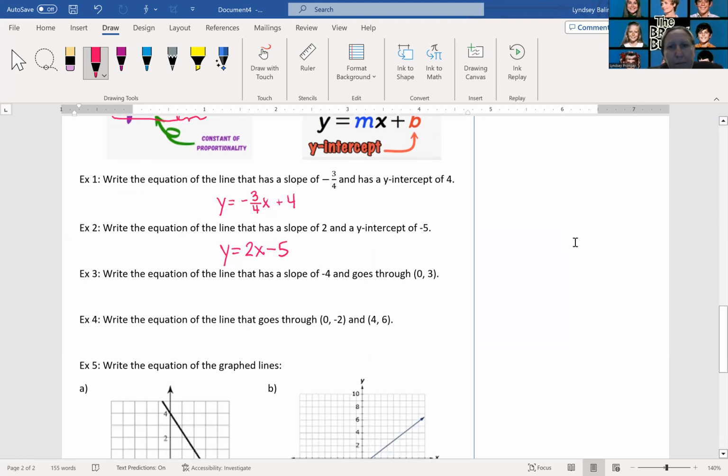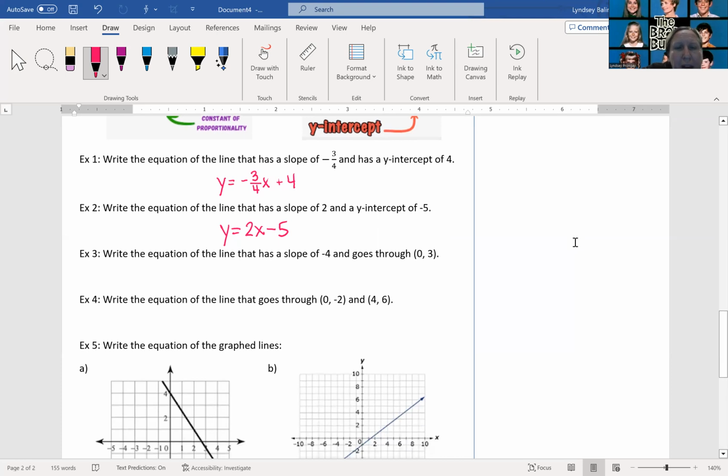Hopefully not too bad. Write the equation of the line that has a slope of -4 and goes through (0, 3). Now this one's starting to look a little bit different, but remember we said that y-intercepts happen when the x is 0. So this is just another fancy way of saying the y-intercept is 3. So slope of -4, y-intercept of 3 would be y equals -4x plus 3.